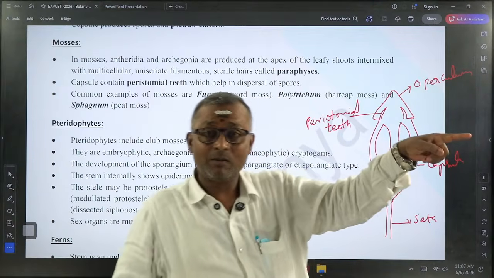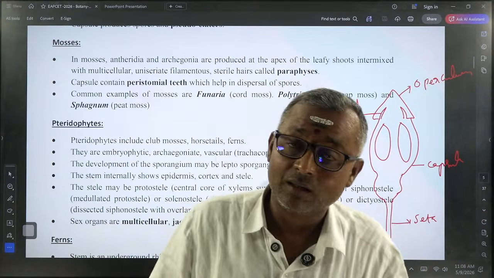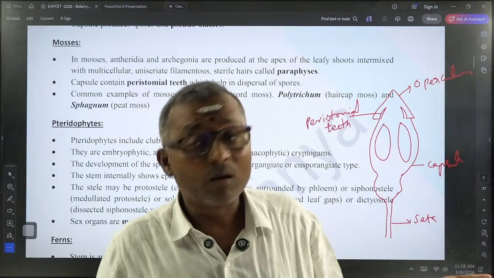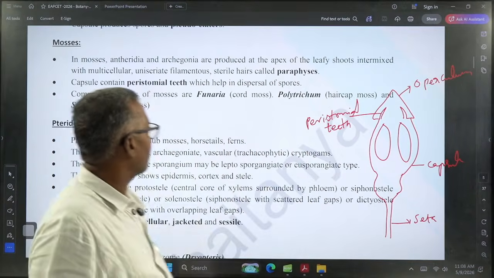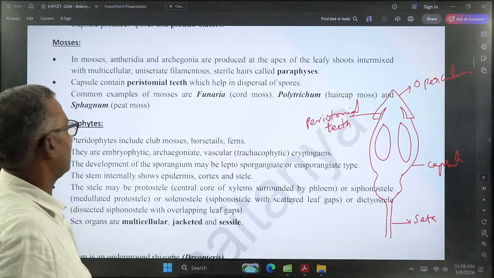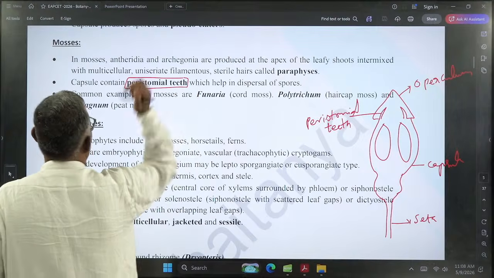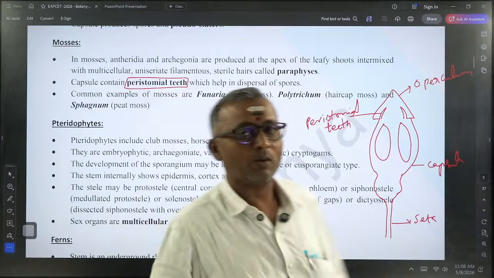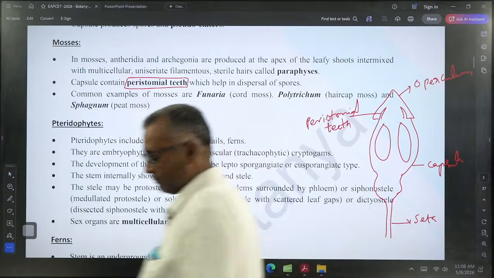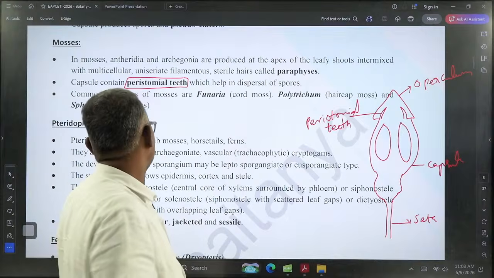What is present in liverworts? Elatus. What is present in hornworts? Pseudoelatus. In mosses, peristomial teeth. Understood? So this is what we have to remember. This is very important. There is a chance of getting this technical term in your coming EAPCET. So remember, because this word is not there in NCERT, it is totally new for you.